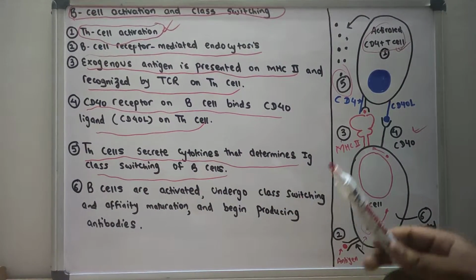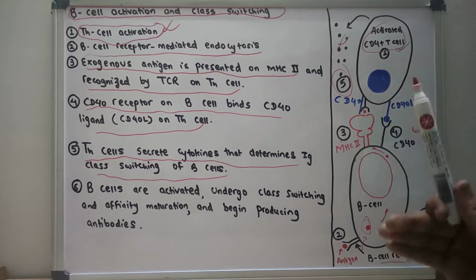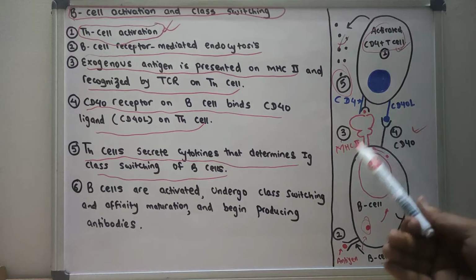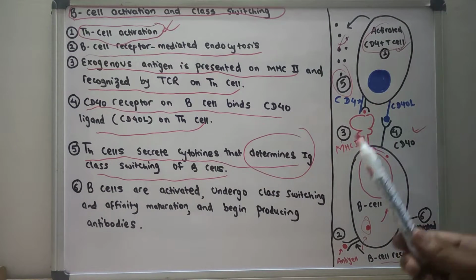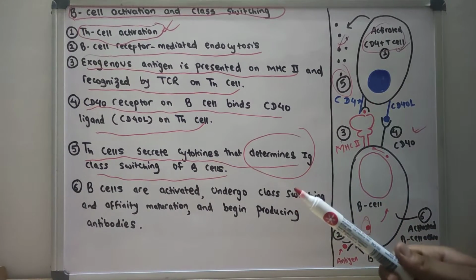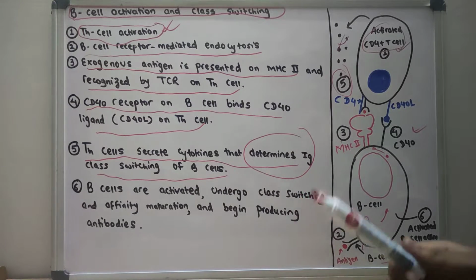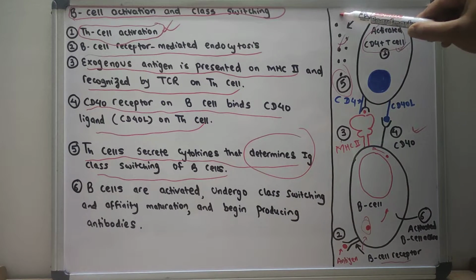Ultimately the activated T cell produces various cytokines. According to what types of cytokine the CD4 T cells produce, those cytokines will determine the nature of the immunoglobulin the B cells will produce. There are various types of cytokines that are produced by the T helper cells. We'll discuss those cytokines in detail in another video. So there is secretion of the cytokines.